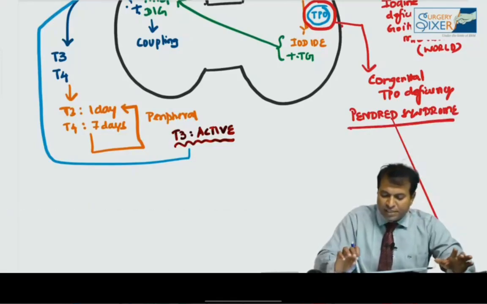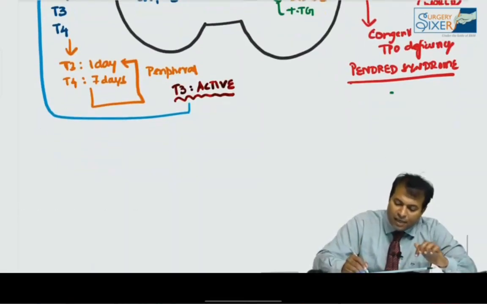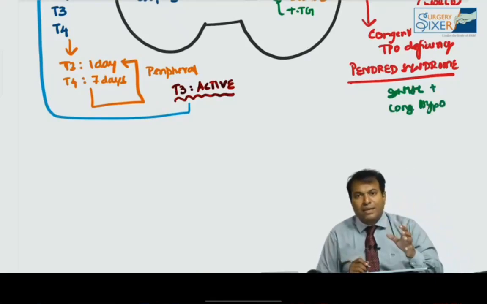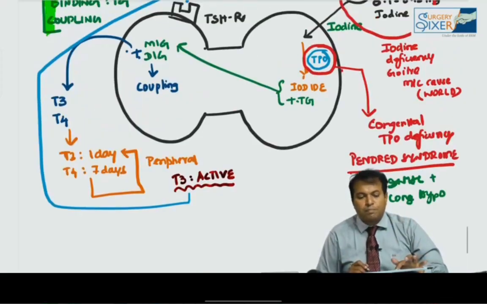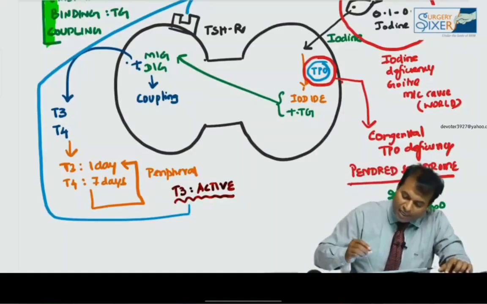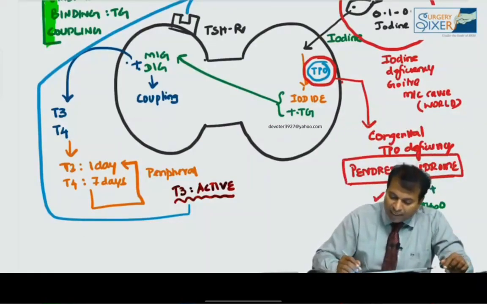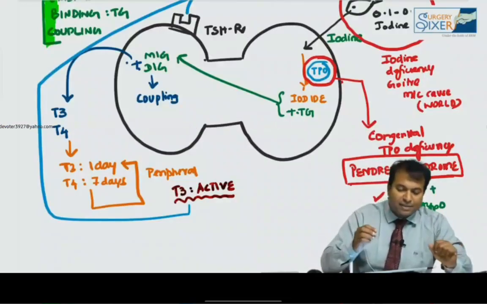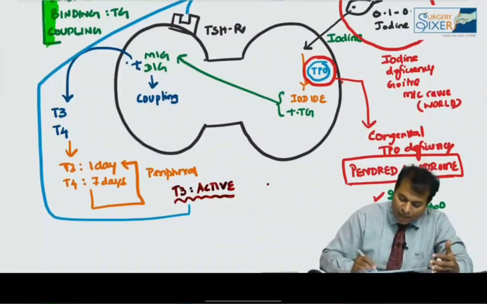Congenital thyroid peroxidase deficiency is known as Pendred syndrome, characterized by sensory neural hearing loss plus congenital hypothyroidism. So please don't forget, congenital thyroid peroxidase deficiency is known as Pendred syndrome, characterized by sensory neural hearing loss and congenital hypothyroidism. Okay. Then comes the next disease, known as Hashimoto's thyroiditis.